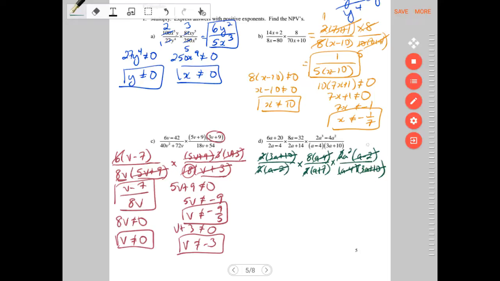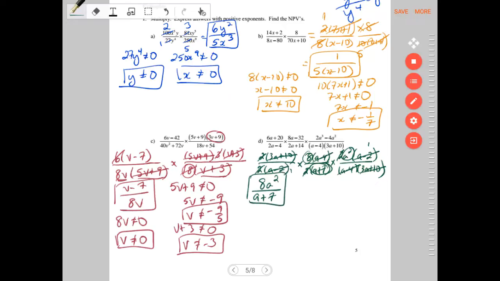Remember, when you do cancel, it goes into itself once, but multiplication by 1 just gives you the value. So you don't necessarily need to show the ones. All right. On the top, I got an 8 left and an a squared. So 8 times a squared is 8a squared. Over, and on the bottom, the only thing I have left is an a plus 7, it looks like. And that would be my final simplification.